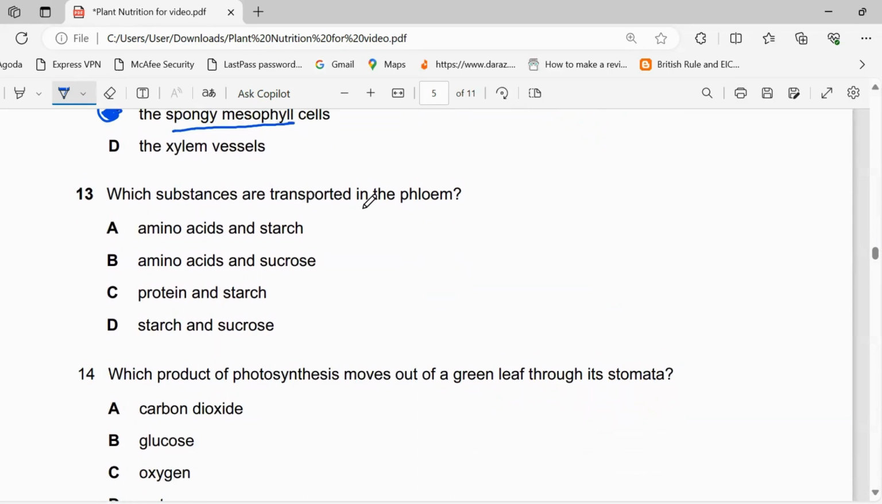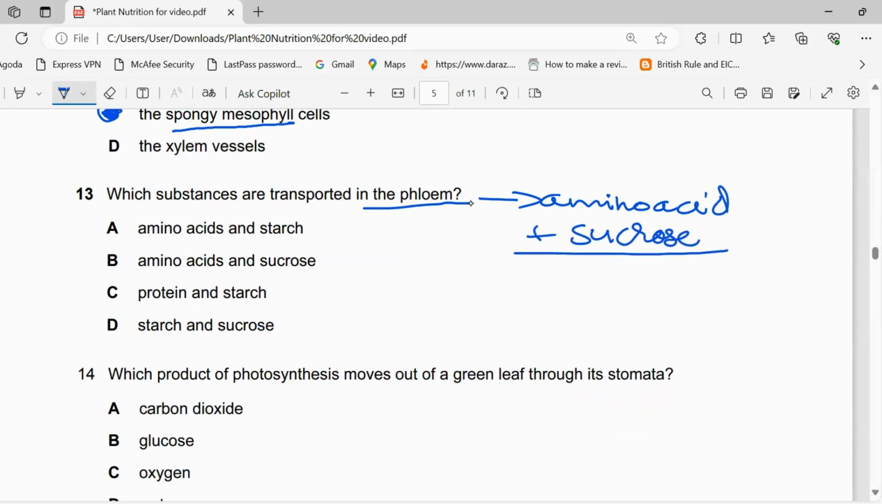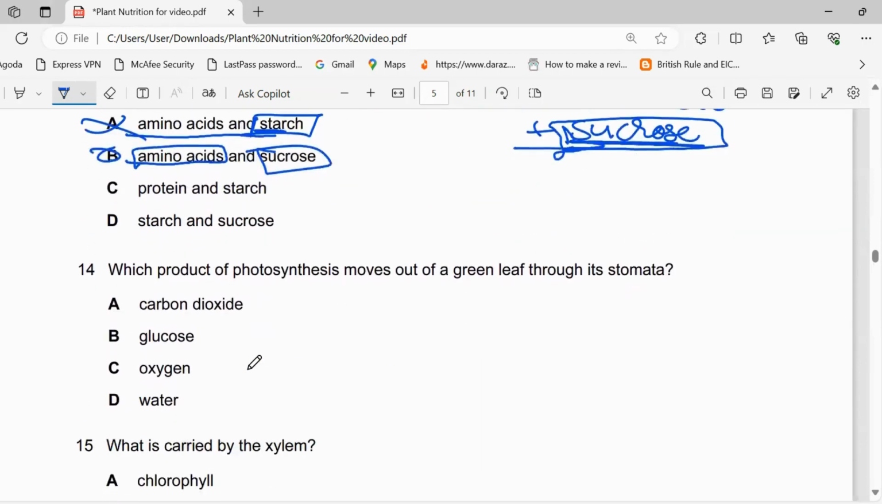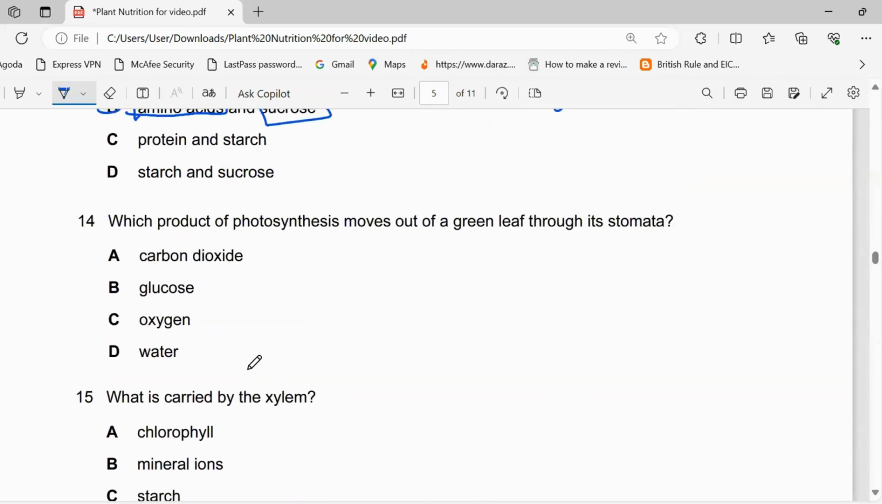Question 13: which substances are transported in the phloem? Basically, phloem transports amino acids and sucrose, or any type of food, like any type of sugar. In option A, amino acid is present, but starch is also there, hence A cannot be the answer. In part B, amino acid is present, and with it sucrose is also present. Hence, B will be the answer, and we don't have to go to parts C and D, because we just found the answer.